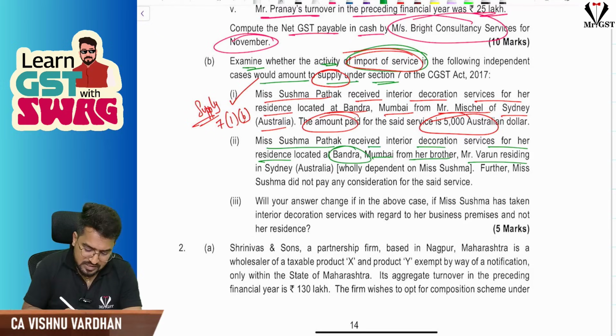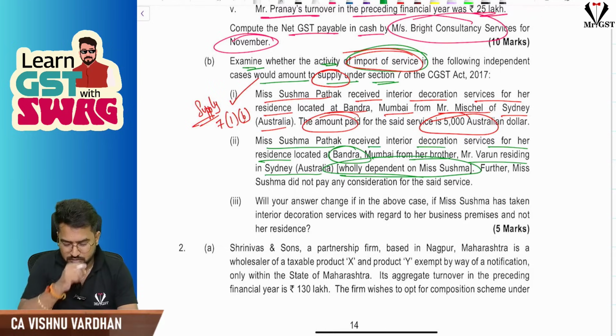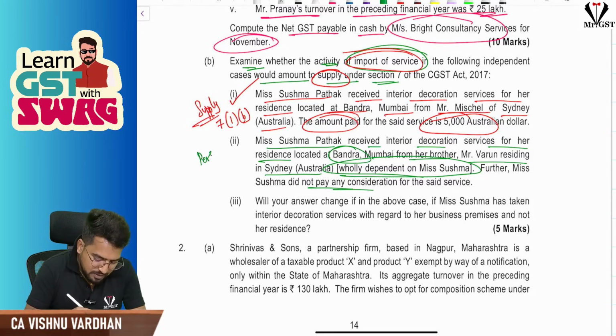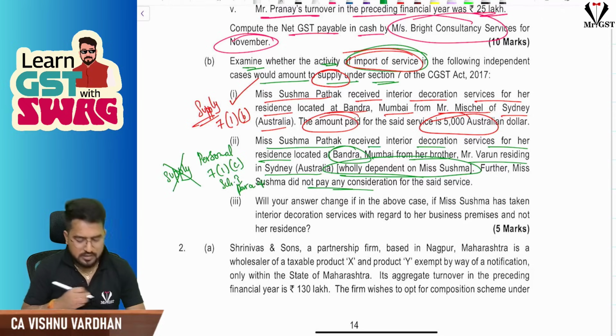Next, the same Sushma Pathak received interior decoration services for her residence at Bandra, Mumbai from her brother Mr. Varun residing in Sydney, Australia, but he is wholly dependent on Miss Sushma. So here this is the twist. Brother is wholly dependent on her, so brother is related to her and she is importing service from brother without consideration, but this is for personal purpose. So 7(1)(c) read along with Schedule 1 para 4, the condition is violated, so this is not a supply. Hope it is clear for you.